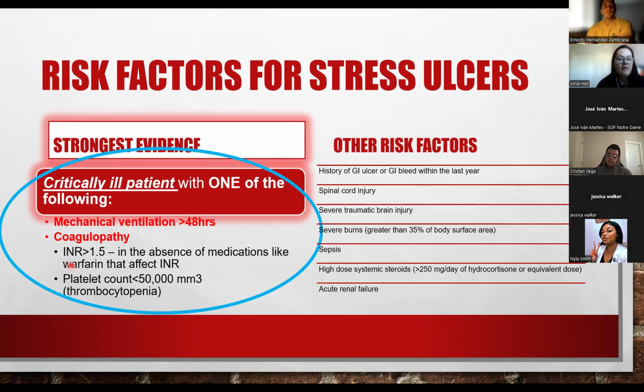The other criteria would be coagulopathy. So if the patient has an INR of greater than 1.5 and they're not on warfarin or any other drugs that can increase the INR, that tells us that if an INR is 1.5 without being on any drugs that cause an increase in INR, what does that tell us is going on with the patient?